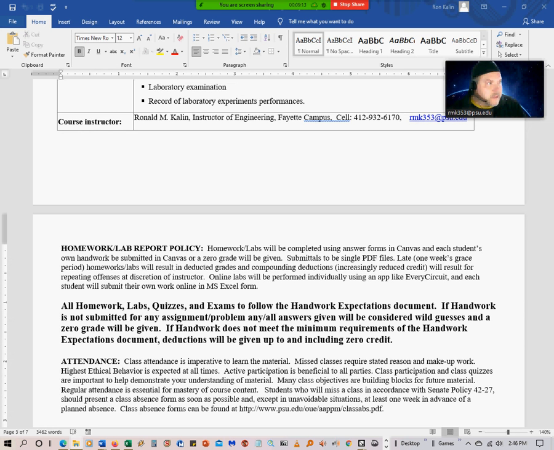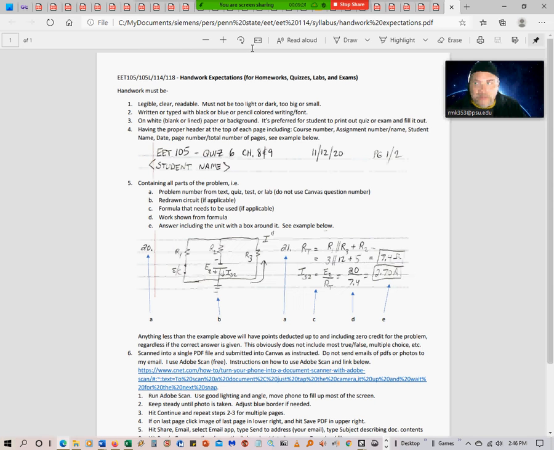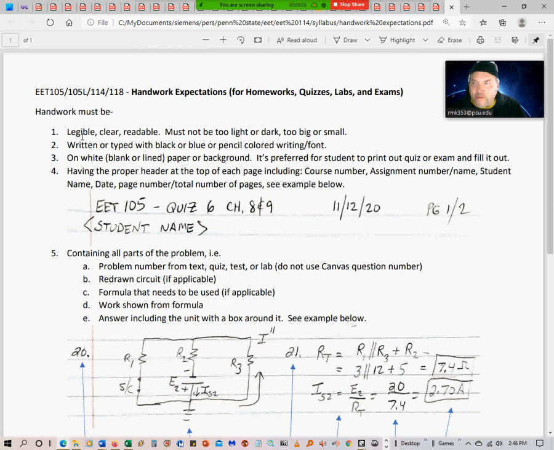I went over this in 114, but I'll go over it again real quick. If you've already seen it, you can probably skip this part. Handwork must be legible, clear, and readable, not too light or dark. Written or typed clearly on white paper or background.